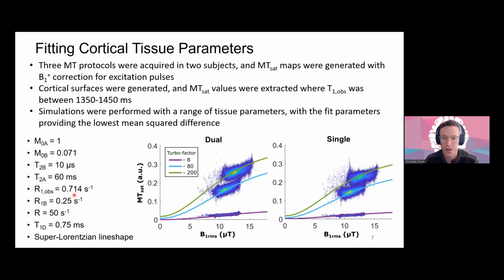The R1 observed, again, was fixed. R1B is typically fixed at 1 second inverse, but we found it had a slightly better fit, specifically at the higher B1 RMS values. And then the biggest difference that we found was this T1D value. Typically in the more recent ihMT work, it's been around 6 milliseconds. It didn't quite fit our data set, but it does align with the previous work in QMT, where it was found to be around 0.7 milliseconds in the white matter.